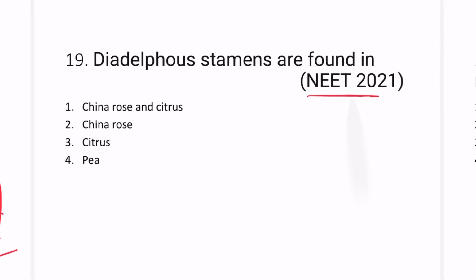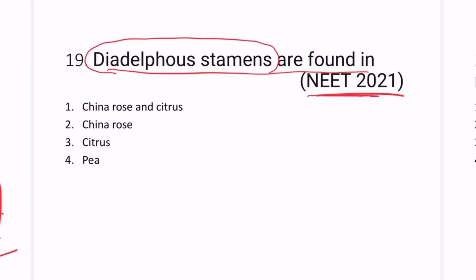The next question is from NEET 2021 and the question says diadelphous stamens are found in. This is a question from morphology of flowering plants. Diadelphous condition means the stamens are arranged in two bundles. Where do we see this condition? We see this condition in case of pea and bean, nothing but the Fabaceae family. In the members of Fabaceae family, we come across the diadelphous condition. Now, if you look at the other examples, in China rose, it is the monoadelphous condition. In citrus, it is the polyadelphous condition. So, the answer is P. In pea and bean, we see the diadelphous condition, where the stamens are organized into two bundles.